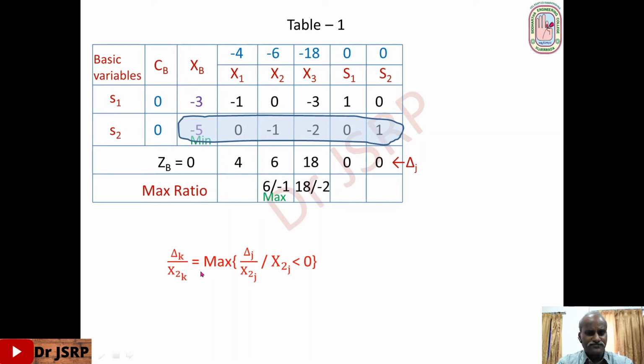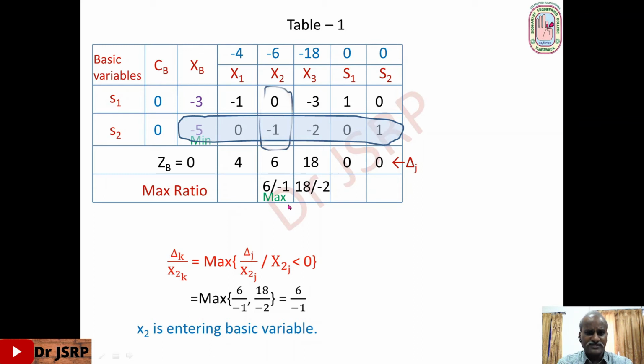So delta K by XRK. We don't know the column. So second suffix we don't know. We have to find second suffix. First suffix we know, that is leaving basic variable suffix. This is the second variable, that is 2. R is 2. So delta K by X2K equal to maximum of delta J by X2J, such that X2J less than 0. So you don't bother about this formula. You can write the ratios directly here. So maximum ratio is this. So X2 is entering basic variable.